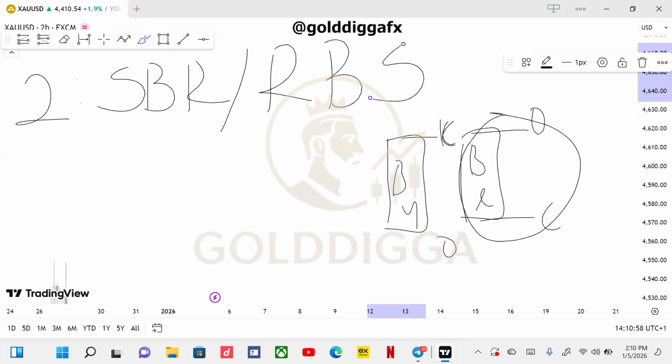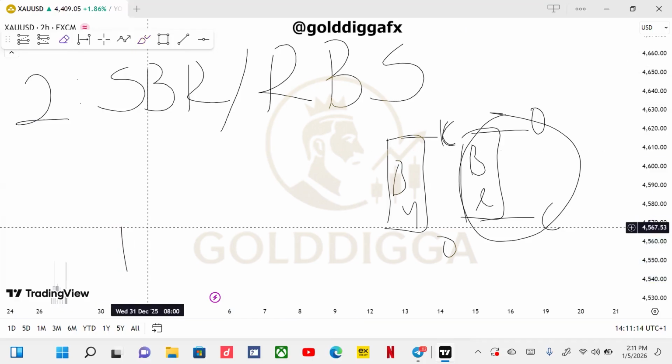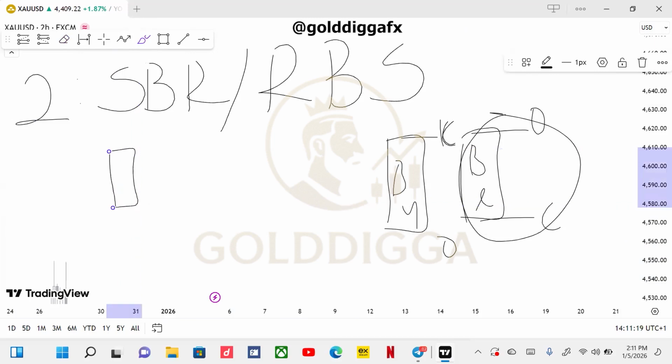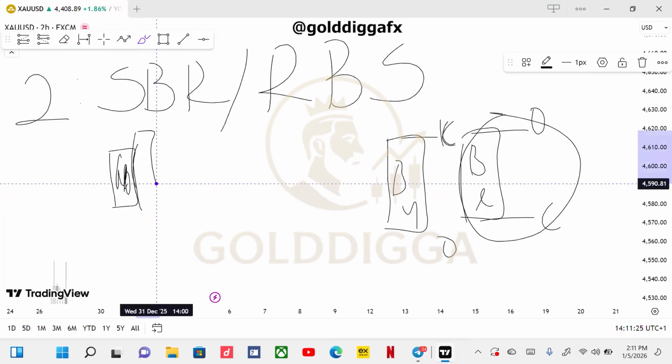So this style of support and resistance, what does it do? How do we mark this style? Now, this is where you have a support, right? This is a bearish candle followed by a bullish candle, right? And then this is a support, right?